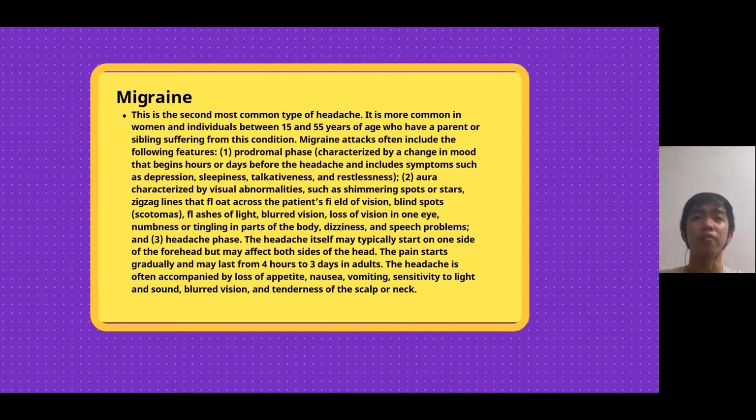Third is the headache phase. The headache itself may typically start at one side of the forehead but may affect both sides of the head. The pain starts gradually and may last from 4 hours to 3 days in adults. The headache is often accompanied by loss of appetite, nausea, vomiting, sensitivity to light and sound, blurred vision, and tenderness of the scalp or neck.